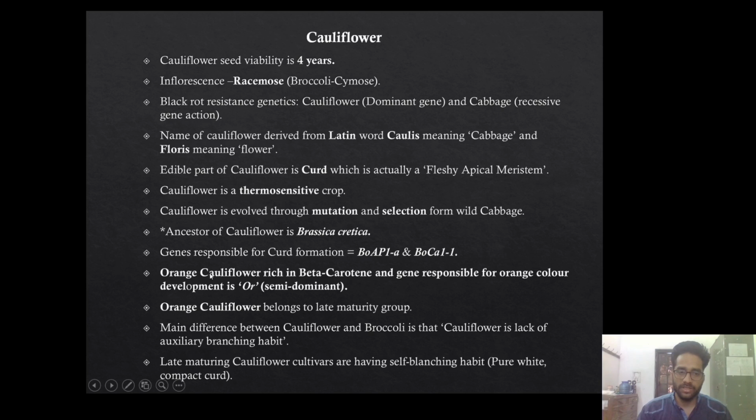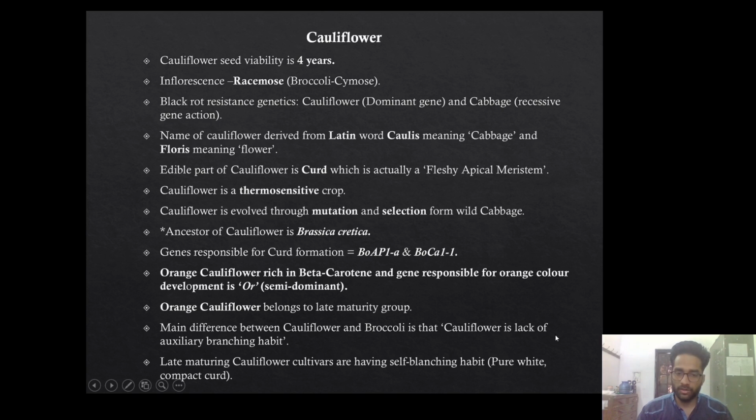Genes responsible for curd formation in cauliflower are BoAP1-a and BoCAL. Orange cauliflower is rich in beta carotene, and the gene responsible for orange color development is OR, which is semi-dominant in nature. Orange cauliflower belongs to the late maturity group. The main difference between cauliflower and broccoli is that cauliflower lacks the axillary branching habit.